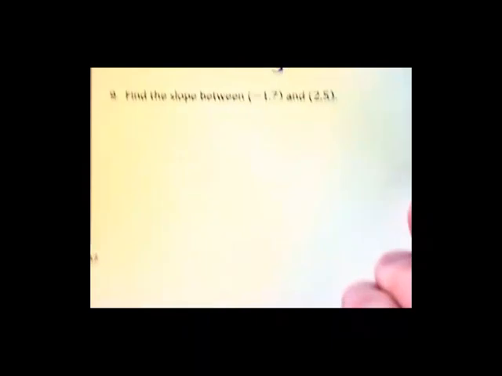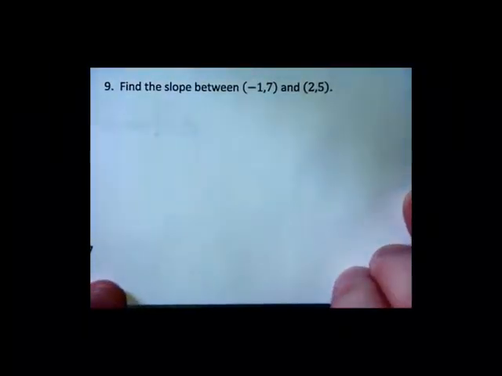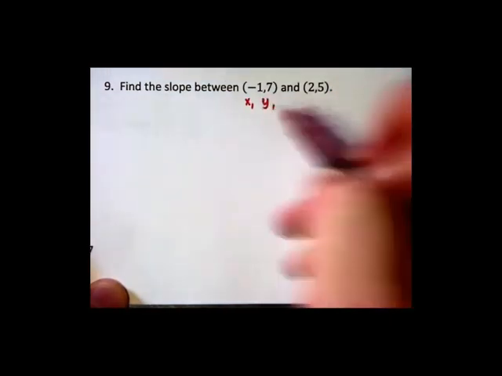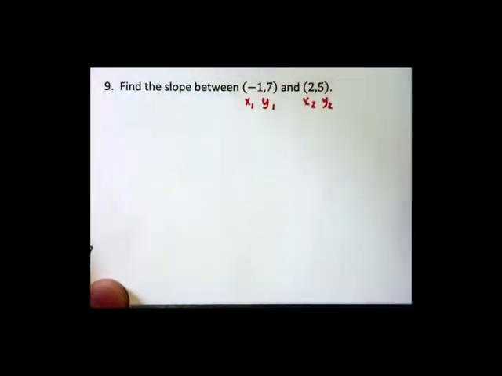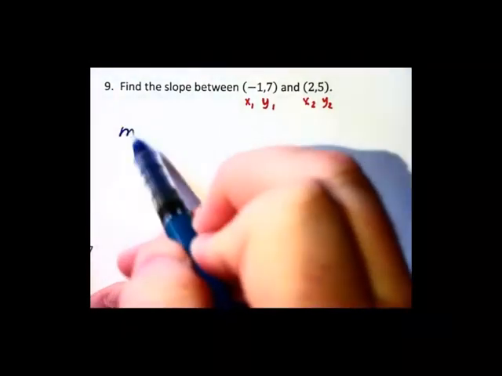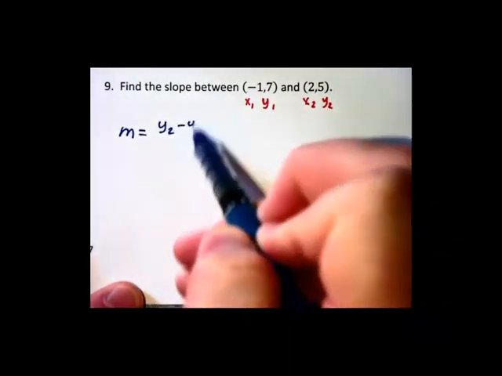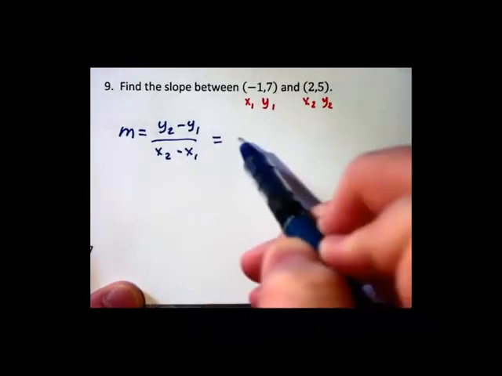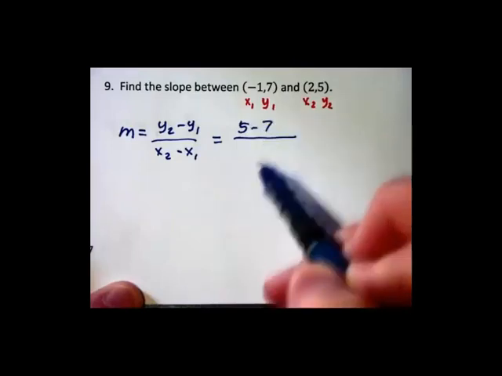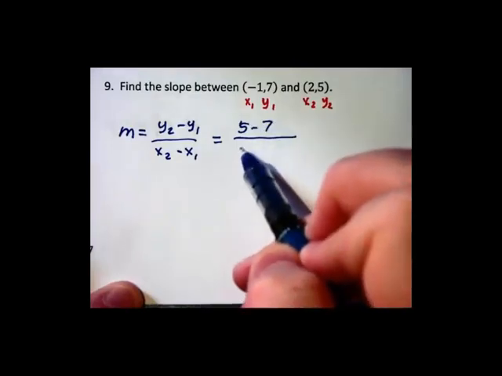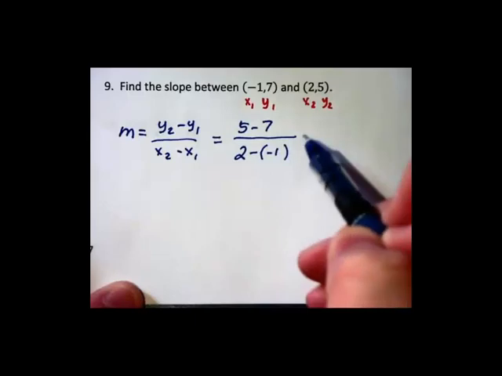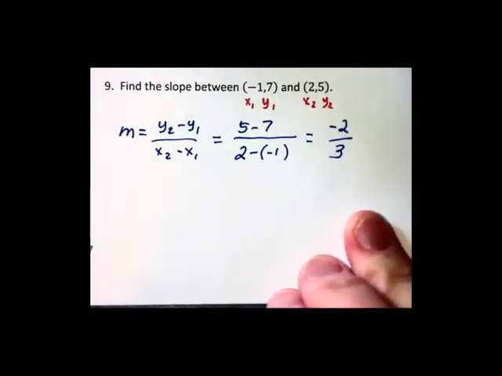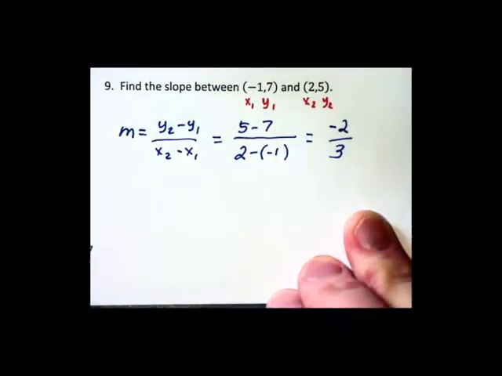Now I'm asking you to find the slope between these two given points. I will label these 2 points x sub 1, y sub 1, x sub 2, y sub 2. And hopefully you remember the slope formula. M is equal to the difference of the y's divided by the difference of the x's. So in the numerator I'm going to have 5 minus 7, and in the denominator I'm going to have 2 minus negative 1. So this is going to equal negative 2/3 as the value of that slope.